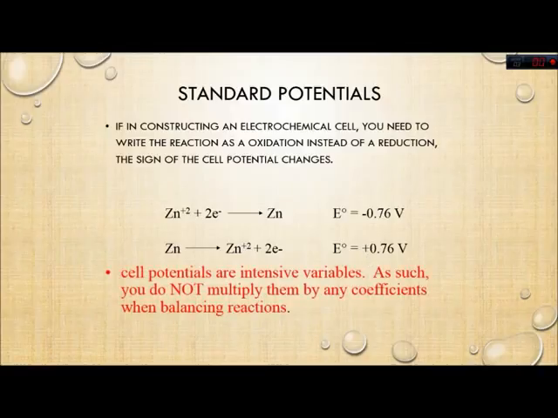Now you need to remember, from the numerical point of view, these cell potentials are intensive variables. As such, you do not need to multiply them with any coefficients of the balanced equation. Even if you balance these two equations, suppose you are combining this Zn2 plus with another equation, and you need to multiply 2 or 3 in front of this Zn or this whole equation, you will never multiply it to this electrode potential, because these are intensive properties, and you never multiply with the coefficients of the balanced equations. This is very important. Students make mistakes in this part. This is from the numerical point of view.